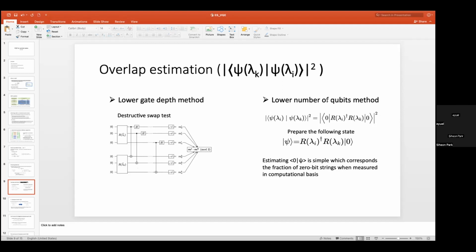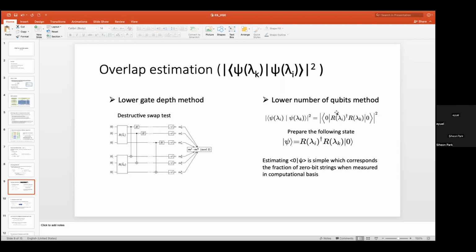And the lower number of qubits method is this. First we're planning to calculate this state overlap, right? What we can do is this phi k could be represented as a state preparation. From a zero state, we can apply a certain rotation or unitary transformation to prepare that phi k. And this could be prepared by the dagger of this state.